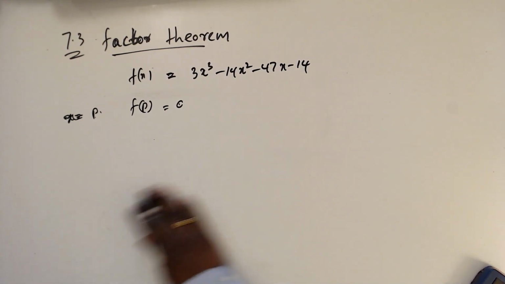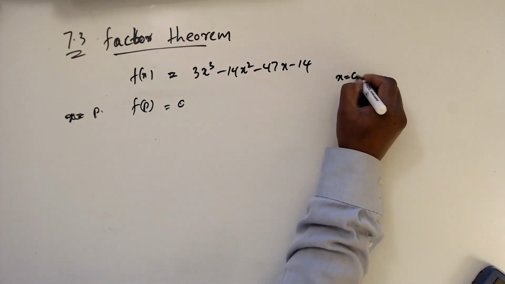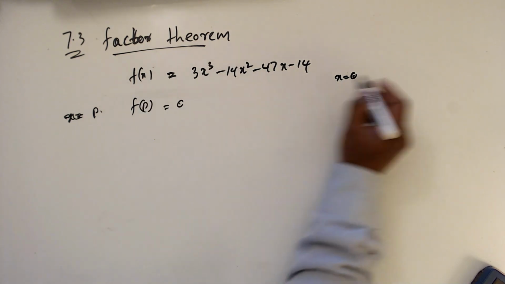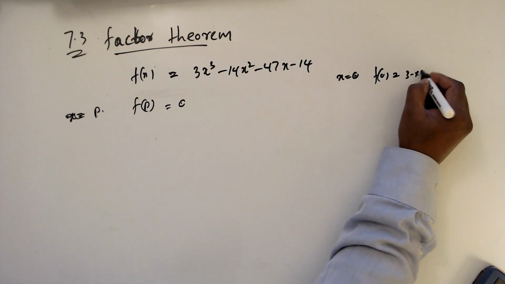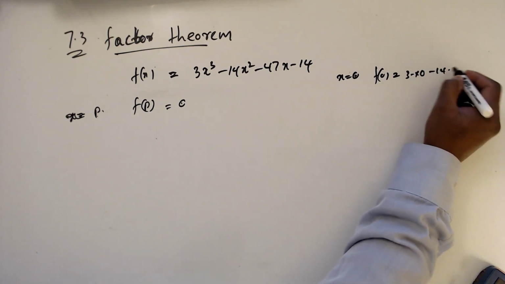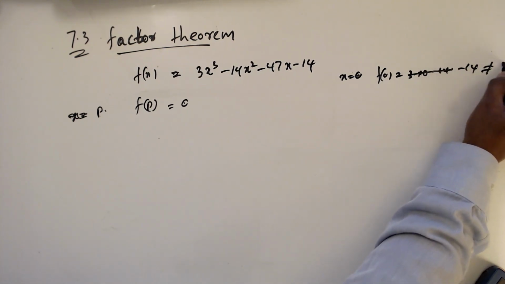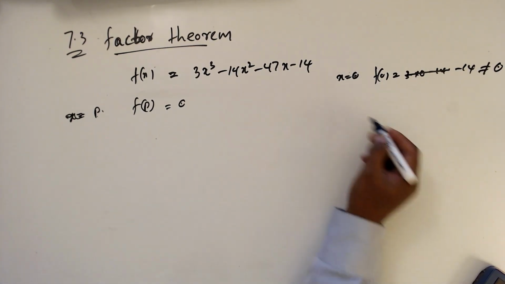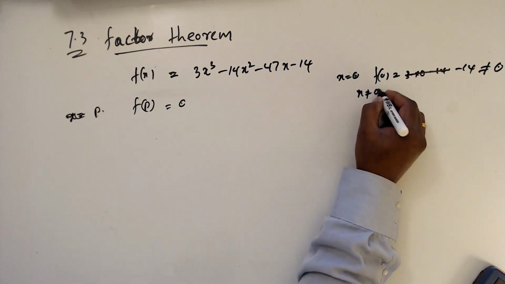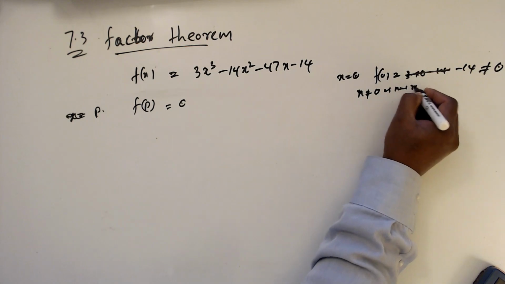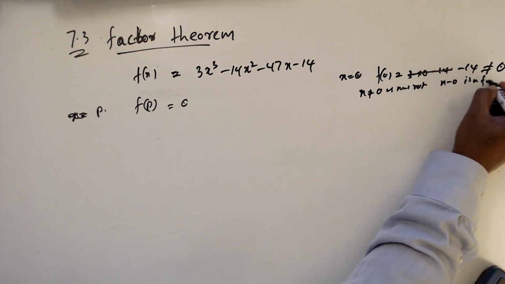We have no choice, we have to do this one. I will take x equal 0 first. When I put f(0), 3 times 0, 14 times 0, basically everything becomes 0 and minus 4 is not equal to 0. Then x equal 0 is not a root. Hence x minus 0 is not a factor.